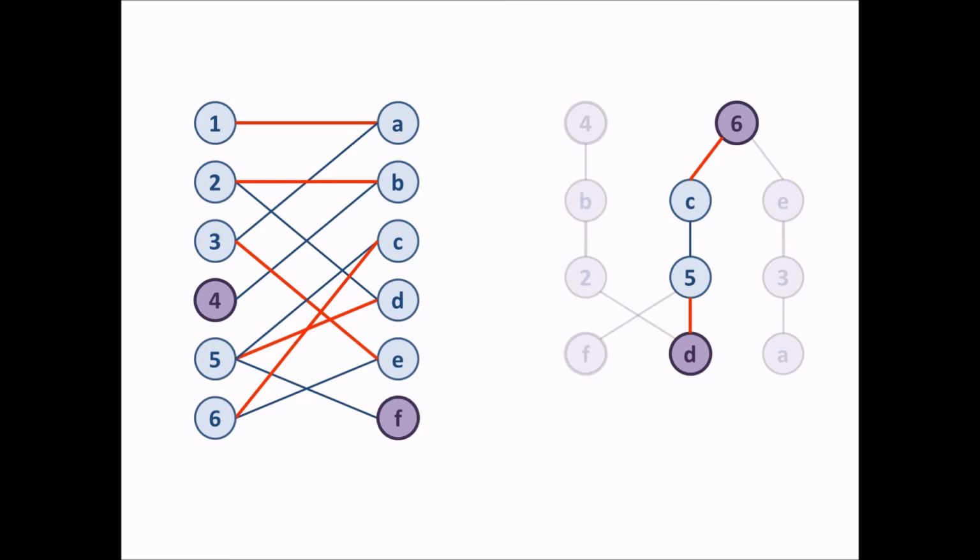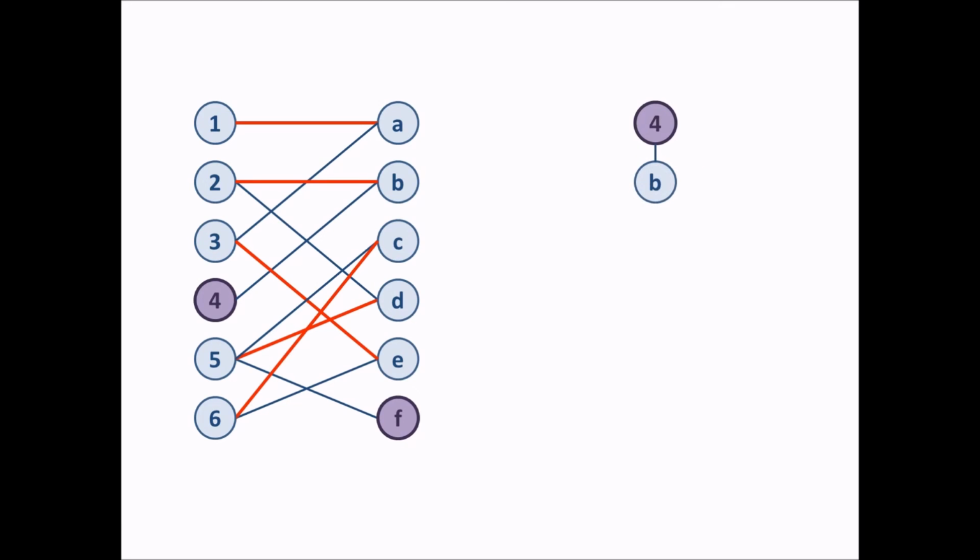Now we move on to the next iteration, starting at just 4 this time, moving along to B, and B to 2, 2 to D, D to 5, and then to F and C. This highlights an augmenting path between 4 and F, which can then be flipped, leaving no unmatched nodes. Now we have our optimal matching.